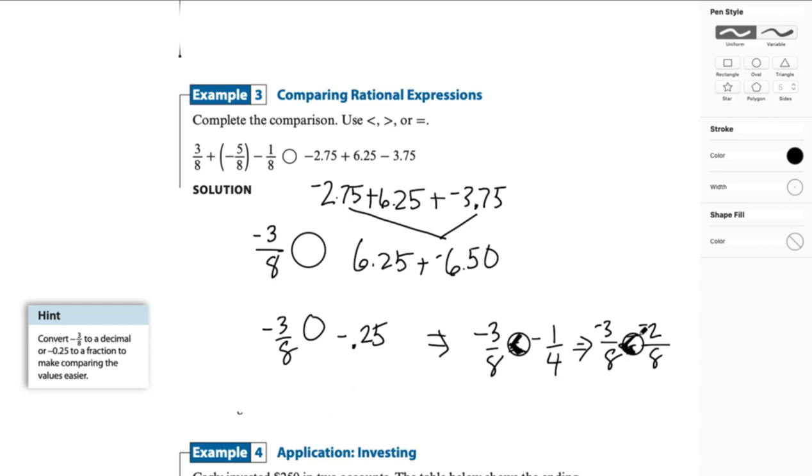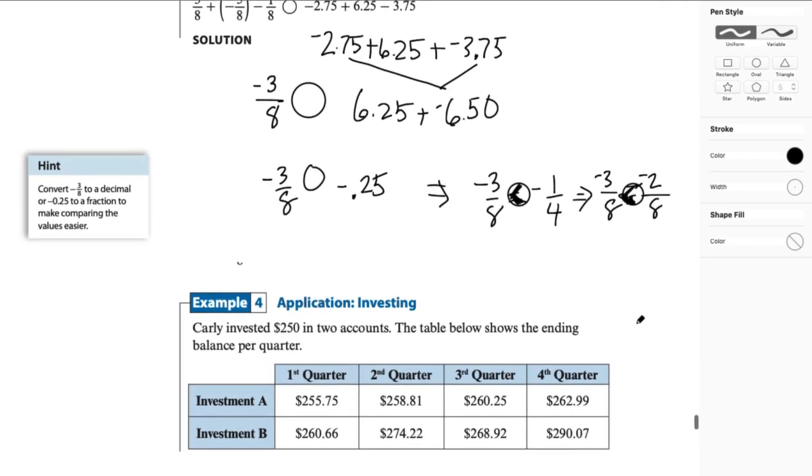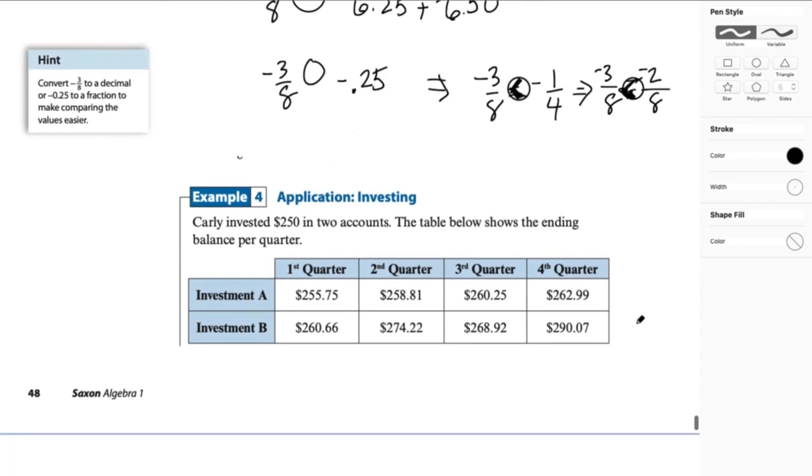All right. So this last one, we are looking at an application on investing. And so we see that Carly invested $250 into 2 accounts. So we've got investment A, investment B. And you can see that in each account, different things are happening. So after the first quarter, after the first 3 months, she had $255. So she made some money on her account on investment A, and then she made just a bit more in investment B.